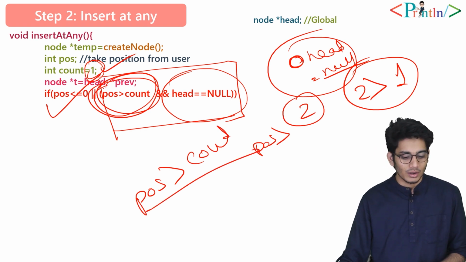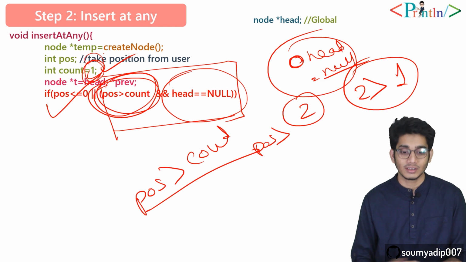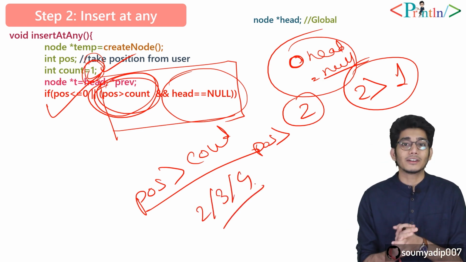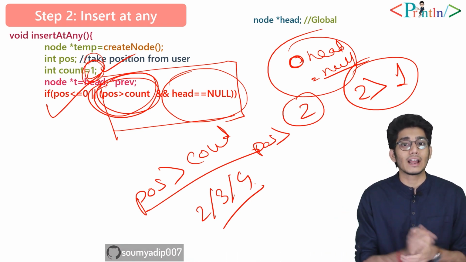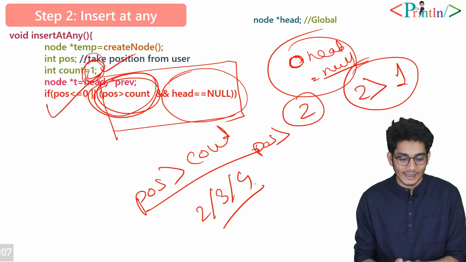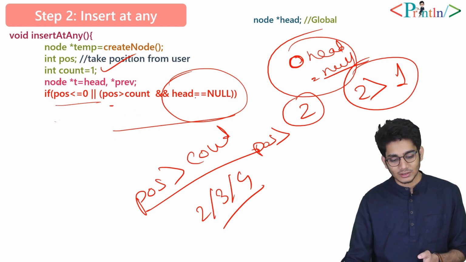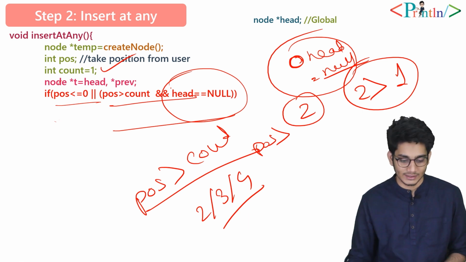At first, what is the count? The count is 1. Now what is the position? Let's say that we have given the position as 2 or 3 or 4. So can we insert any element at the second or third or fourth position? If we don't have any value within our list, we cannot insert that. That's why we have put these two conditions. If these two conditions or one of them is satisfied, then we cannot insert anything within our list.